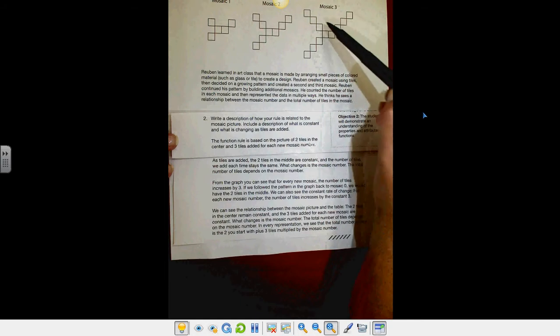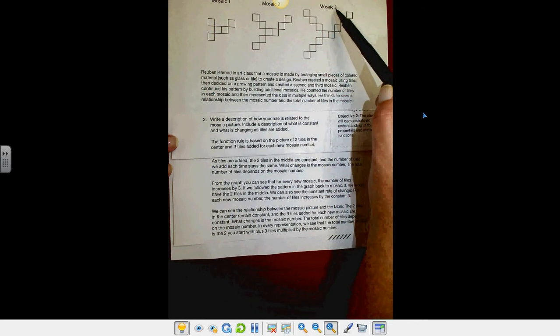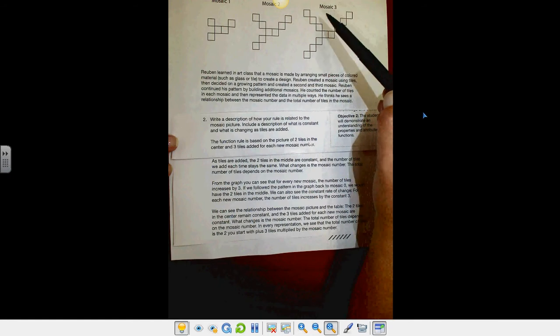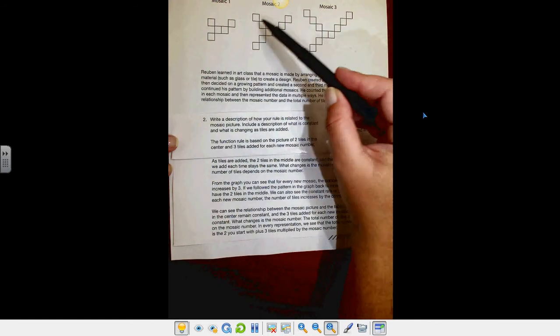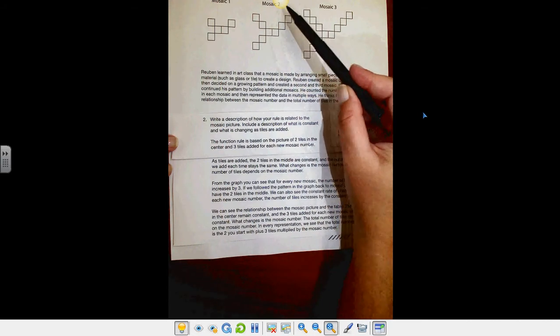As tiles are added, the 2 tiles in the middle are constant, and the number of tiles we add each time stays the same. What changes is the mosaic number. The total number of tiles that is included in our mosaic is dependent on the mosaic number.